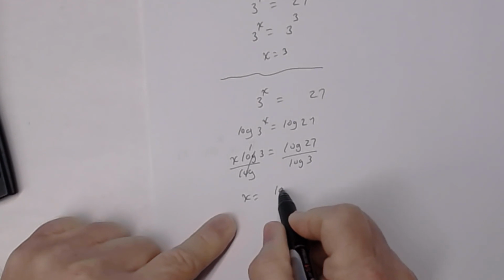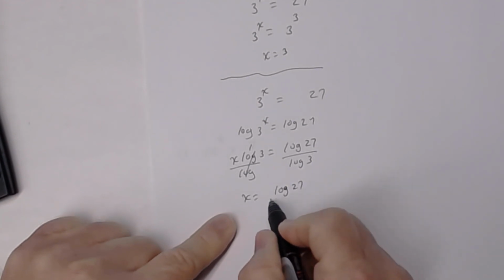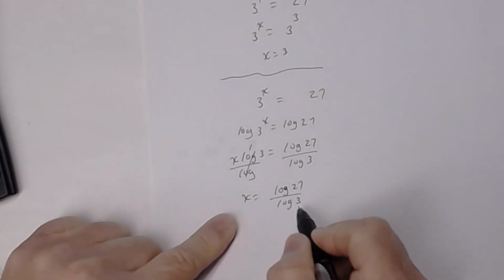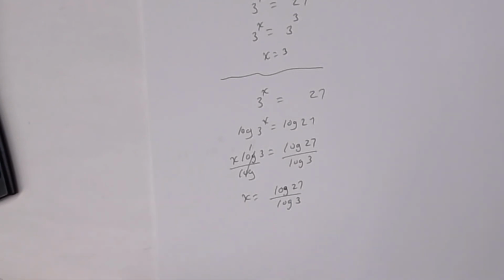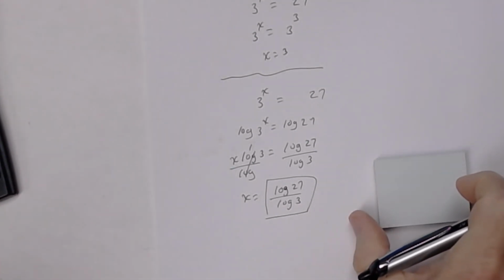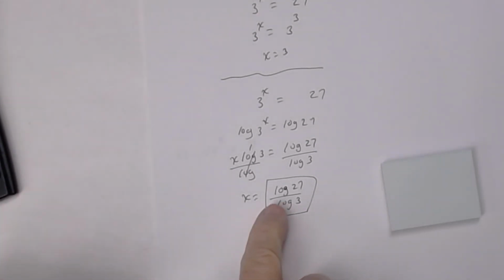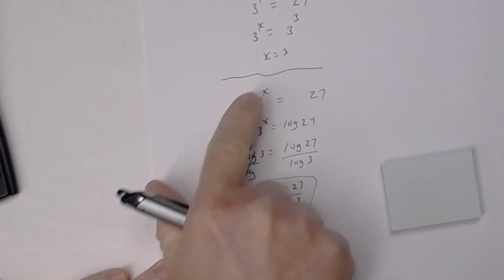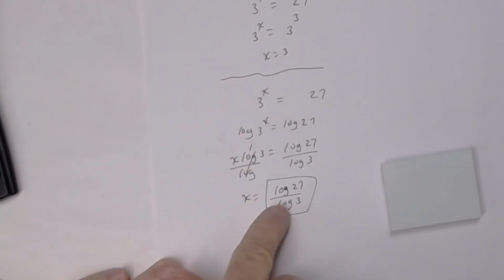x equals the log of 27 divided by the log of 3. All right, so I've solved this equation. There's your answer, right? There's the exact answer. But I just want to remind you, you may say, well, I thought the answer was 3, right? It is. This is actually 3.